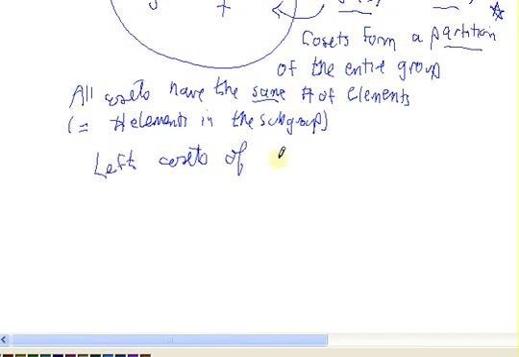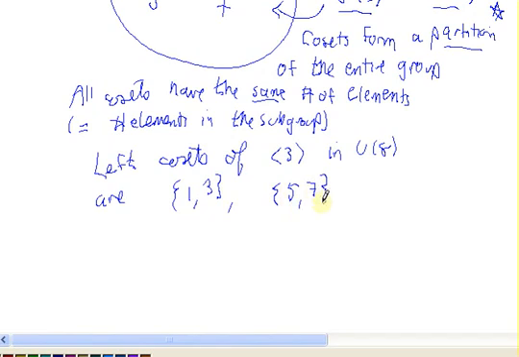of angle brackets 3 in U8 are {1, 3} and {5, 7}. Okay, so the cosets are sets themselves. So if I'm going to list the sets, I should list them as a set of sets. This is the set of cosets of angle brackets 3 in U8. Okay, what about the right cosets?